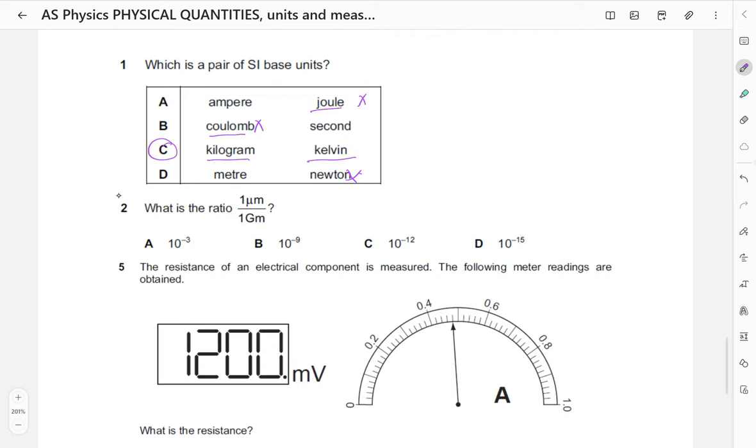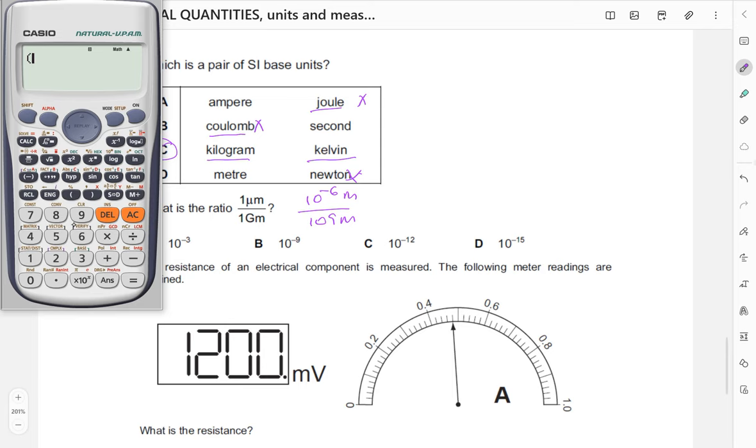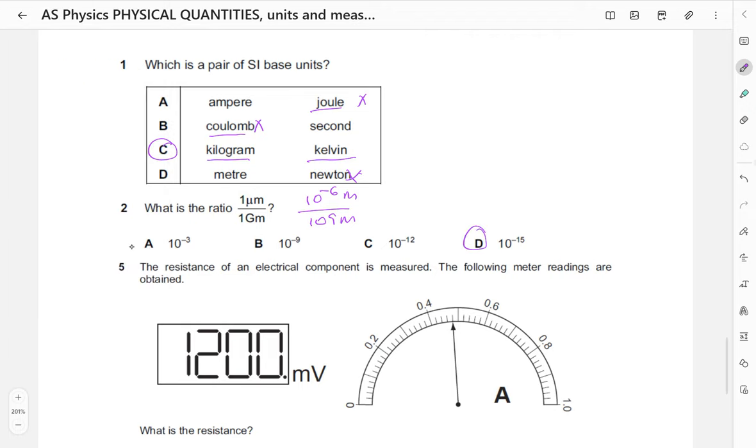What is the ratio? One micrometer over 1 gigameter. So micro is 10 power negative 6 in meters. Giga is 10 power 9 in meters. So we just divide 10 exponent negative 6 by 10 exponent 9. So that is 10 power negative 15. So our answer is going to be what? It's going to be D. That is 10 power negative 15.